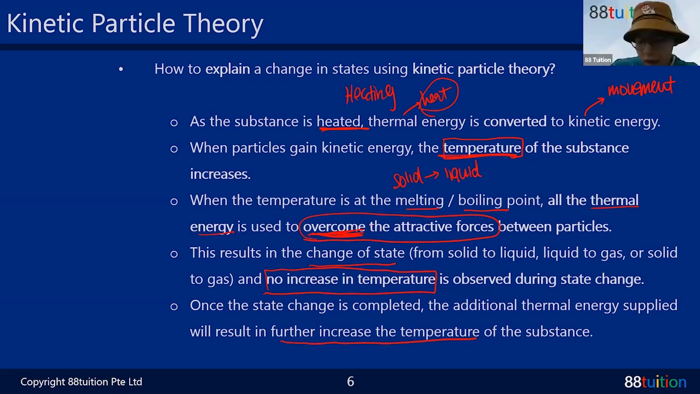Because of this, we are not increasing the kinetic energy during state change. Therefore, there is no increase in temperature. Your temperature will remain constant during the entire change of state, from start of melting to end of melting. Then finally, once you finish melting and everything is liquid, it doesn't need to change state anymore. You will just continue to heat the liquid, and the thermal energy will continue to convert to kinetic energy, so the temperature goes up. So that is what the slide is telling you.